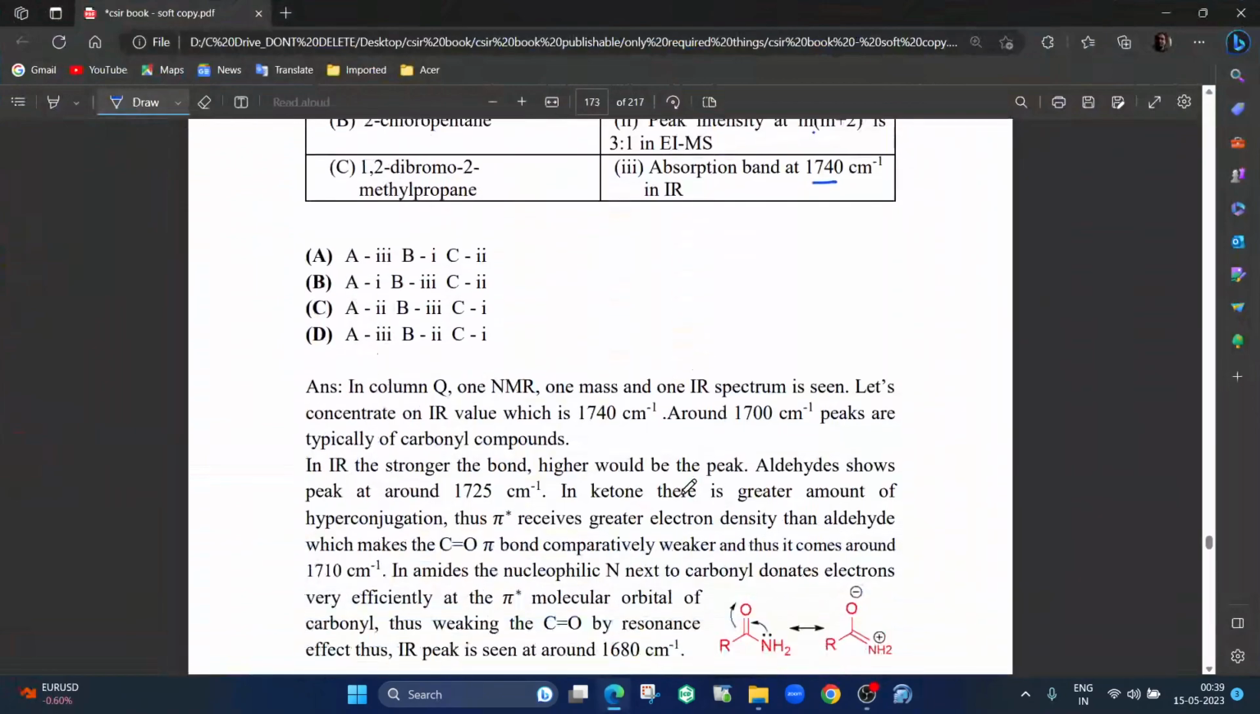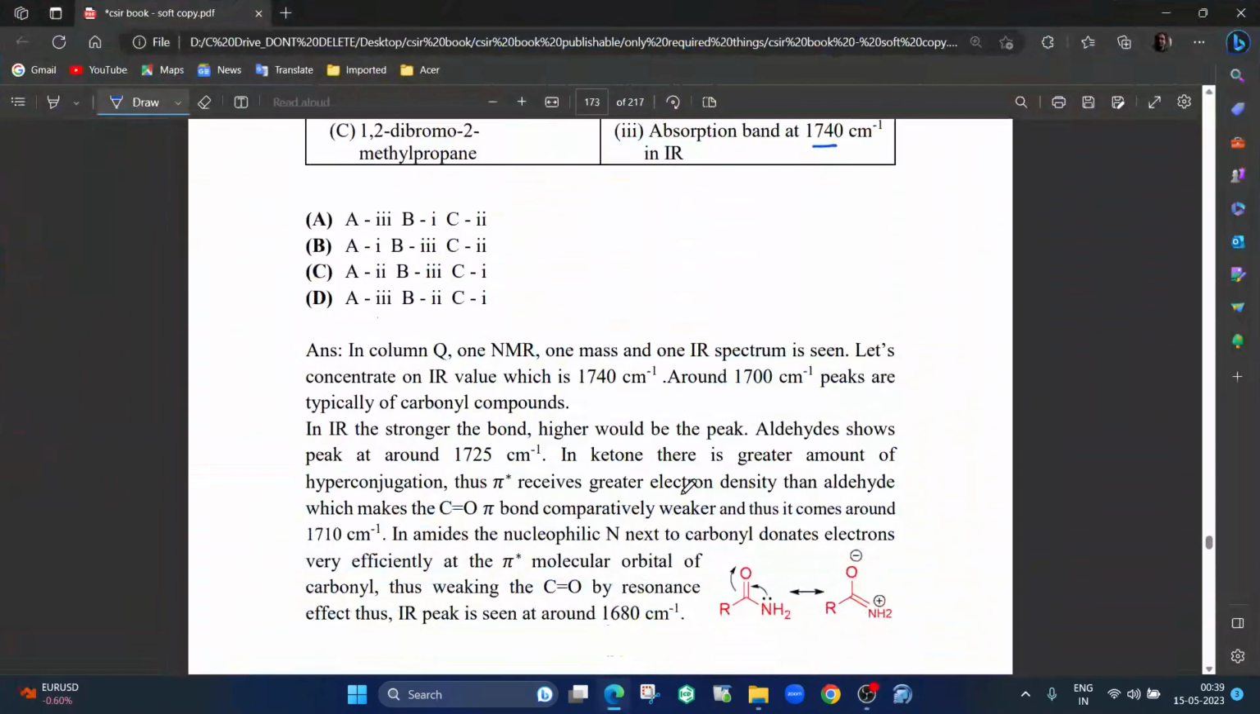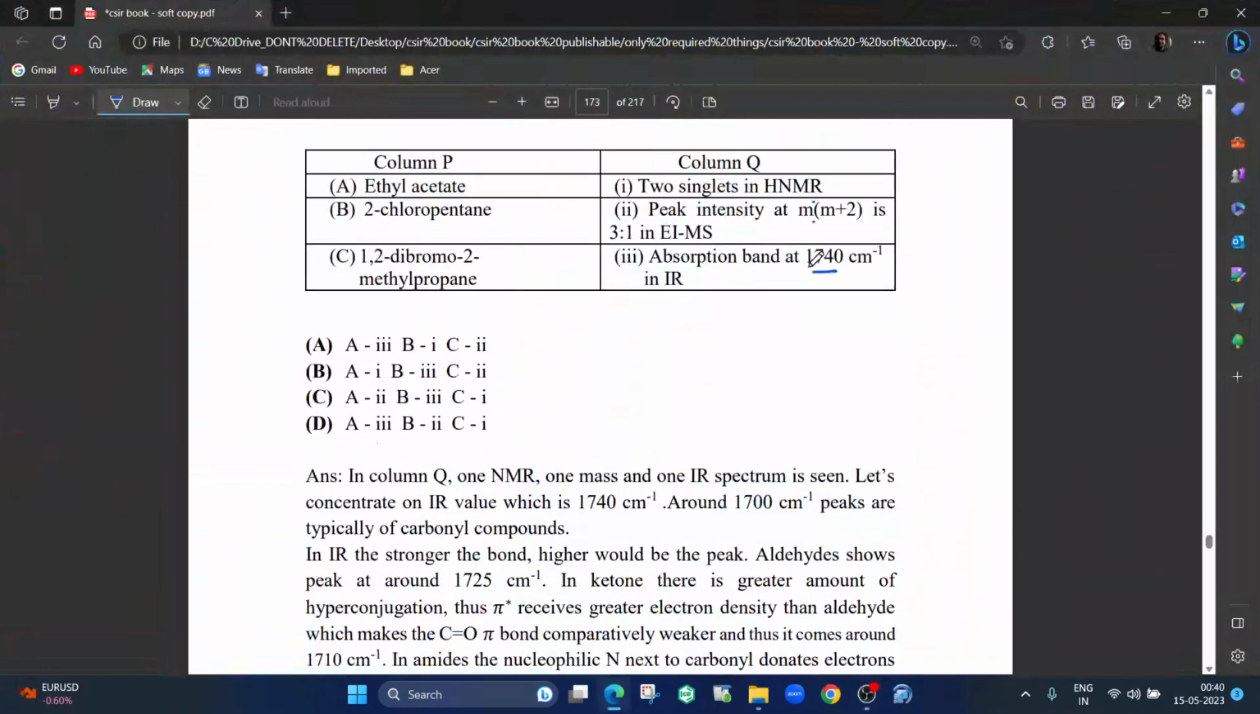So one thing is very clear, that this absorption peak at 1740 cannot be for this and this, because these both are alkanes. Alkanes have only CH stretch. CH stretch does not come out around 1700. Whenever you see around 1700, you know it is carbonyl. It will be either aldehyde, ketone, amide, ester, stuff like that, carboxylic acids, anhydrides also.